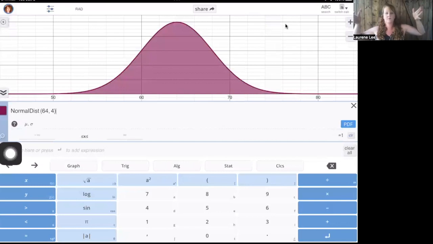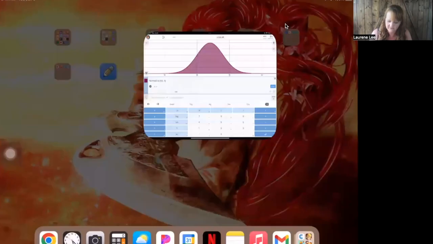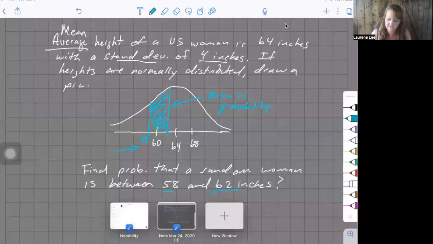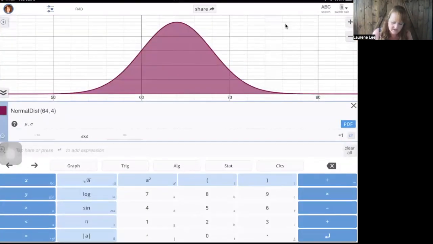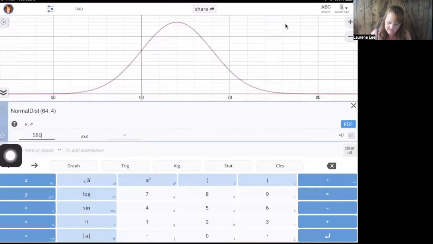Now, we don't want the whole thing. We want, I've already forgotten, 58 to 62. Yeah, 58 to 62. So let's enter those in. Right here is going to be the left side. The smaller number always goes on the left, 58. And on the right, I'm going to type in 62. Whoops, I didn't come over here. Sorry, 62.